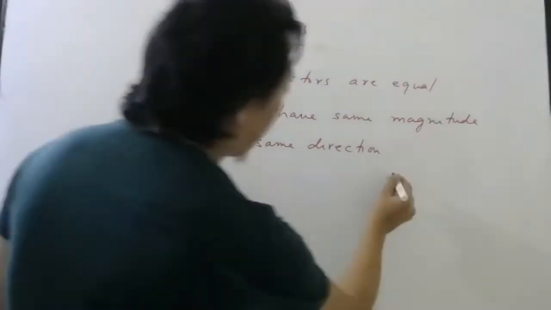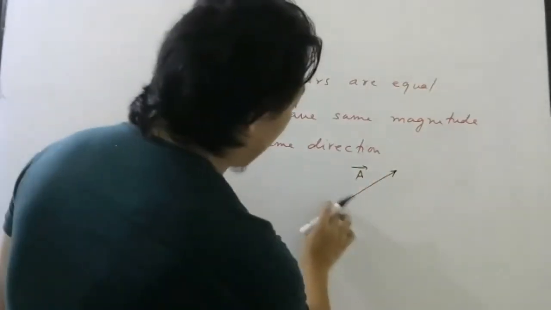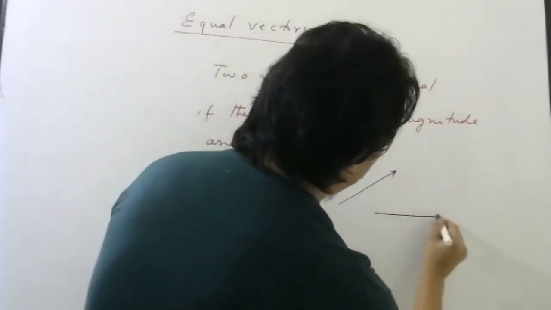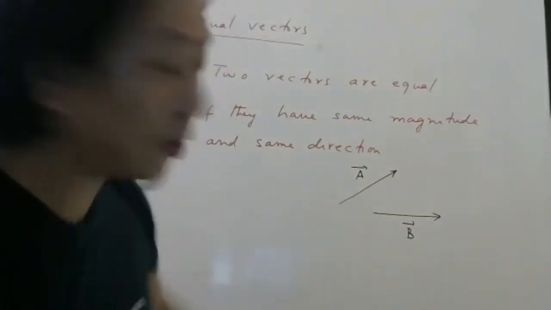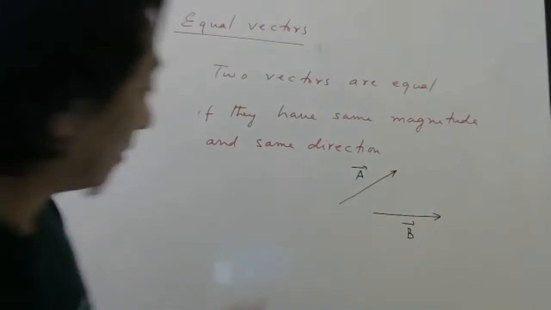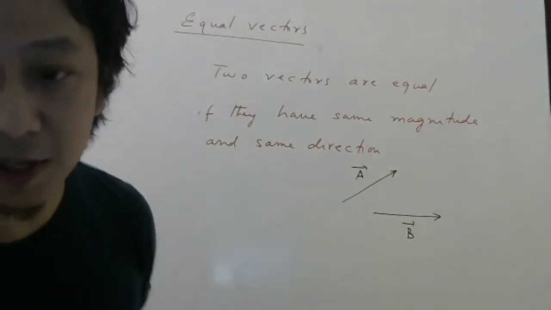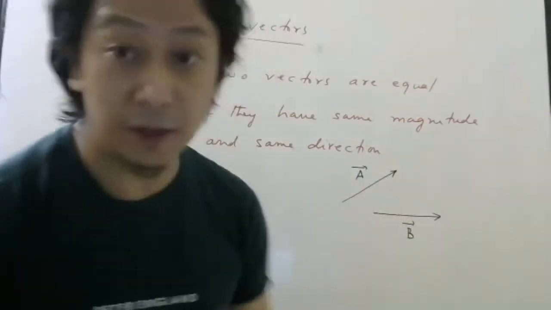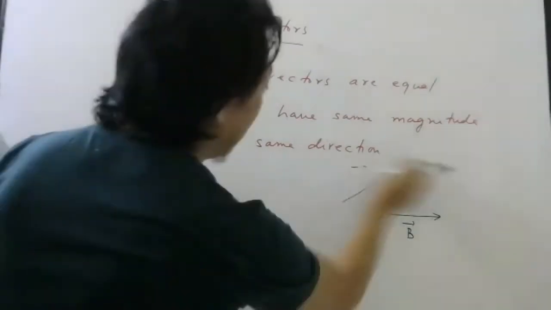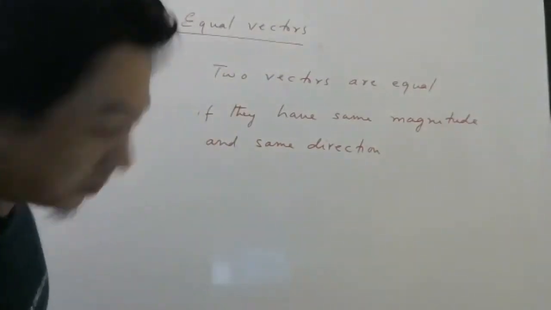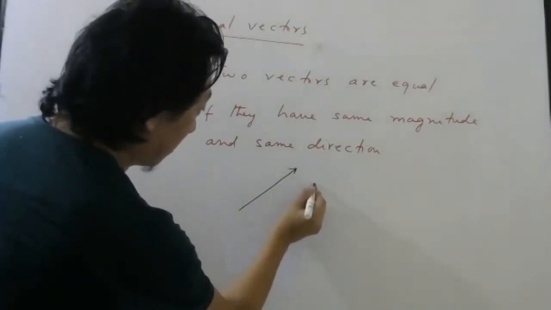So can I say these two vectors are equal? This vector, let's say, is A bar, and let's say I draw equal length here, B bar. Can I say these two vectors are equal? The lengths are equal. I'm trying to draw same length. No, they are not equal because magnitude may be equal. Direction is not same. So how to draw equal vectors? Very simple. If one vector is like this, other vector also should be like this.